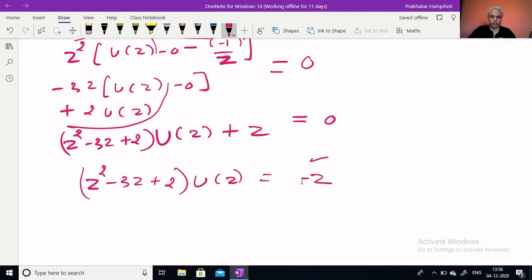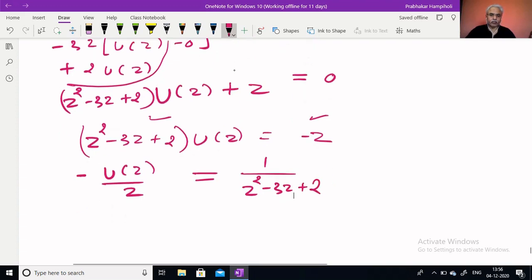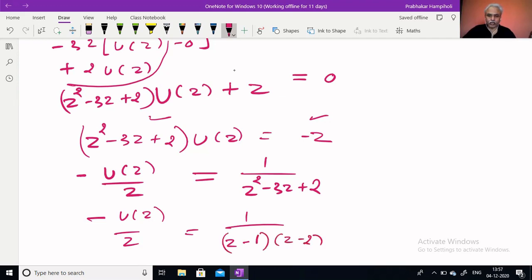Or if I interchange these two, I am going to get u of z by z, or minus of this is equal to 1 upon z square minus 3z plus 2. The right hand side is a very simple case. So minus u of z by z. The factors are 1 upon z minus 1, 1 upon z minus 2. Let us break into partial fractions: a by z minus 1 plus b by z minus 2.